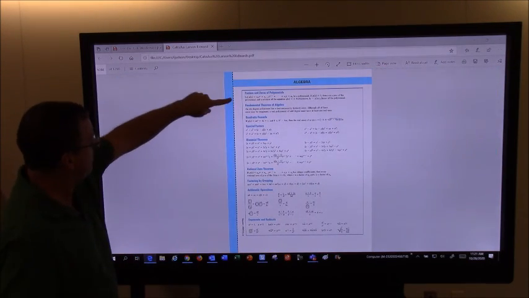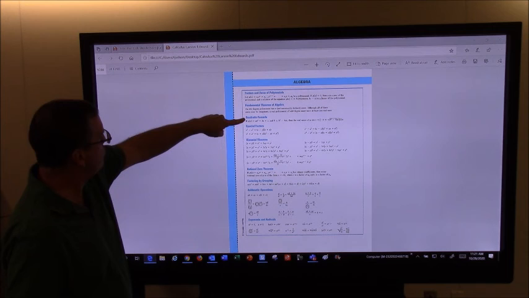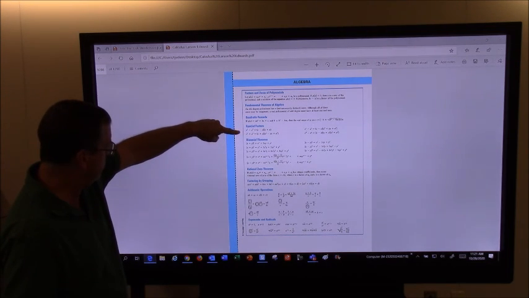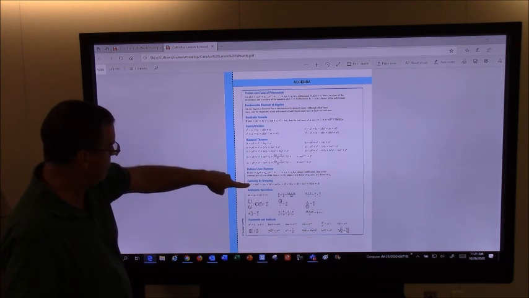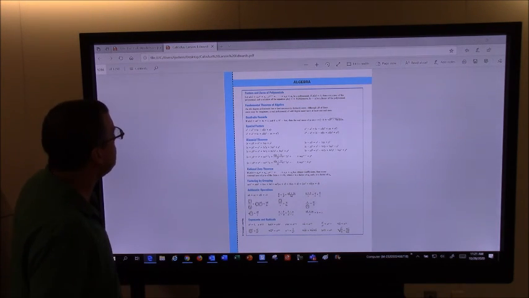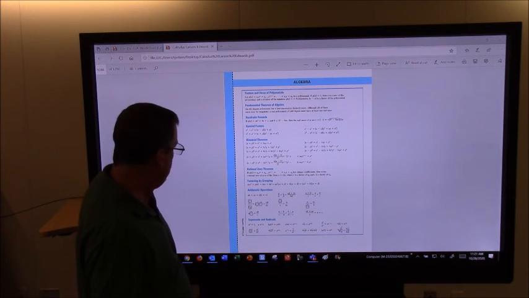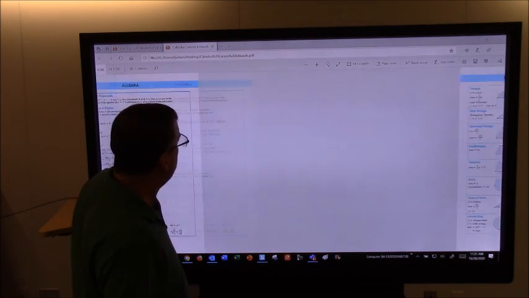So we've got a bunch of algebra information. There's our quadratic formula, how to factor, some of those special factoring things that we should know. Factoring by grouping, we did that last year. Trying to think what else is in here that's important.